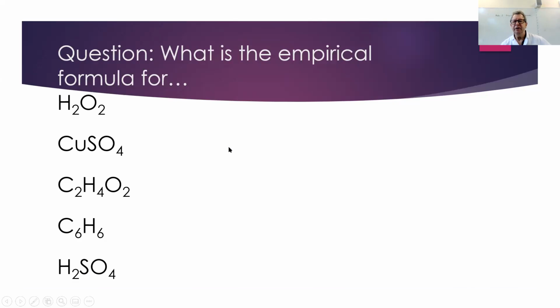H2O2 is going to be just HO. CuSO4, we can't simplify because we've got 1 here. We can't divide that down. C2H4O2 will divide by 2 and become CH2O, which is interesting in that the molecule I was thinking of here was vinegar, ethanoic or acetic acid, and it comes out as the same empirical formula as glucose. We wouldn't want to make the mistake of adding the wrong one. This one here, C6H6, benzene, is going to come out as CH, and H2SO4 is going to stay as H2SO4 because whenever we've got 1 atom, we can't divide that down.